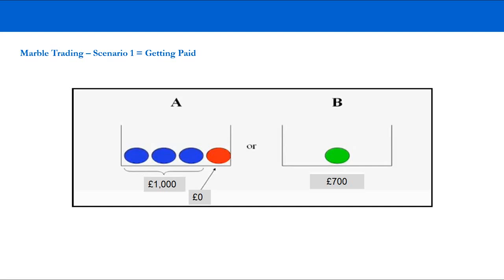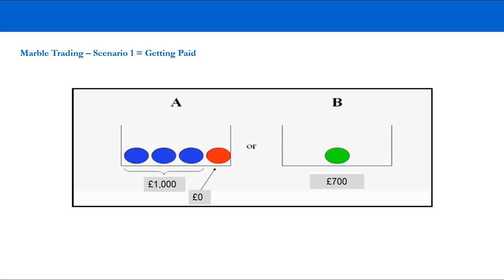So if you put your hand in box A and you pull a blue marble, I have to pay you £1,000. If you put your hand in box A and pull a red marble, so the only red marble that's in the box, if you pull the red marble, I pay you nothing.